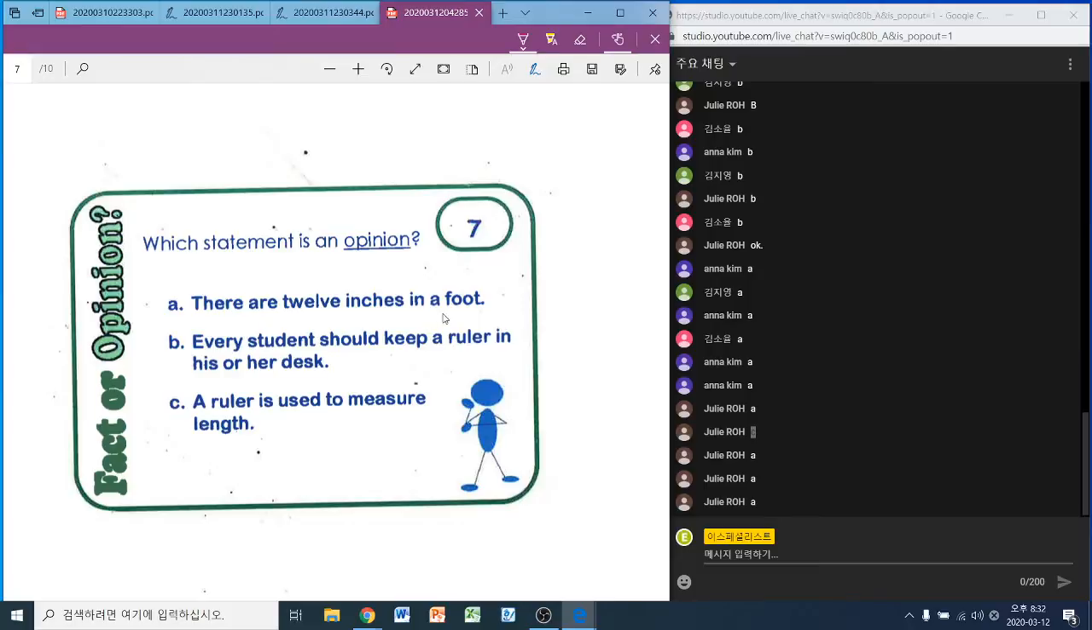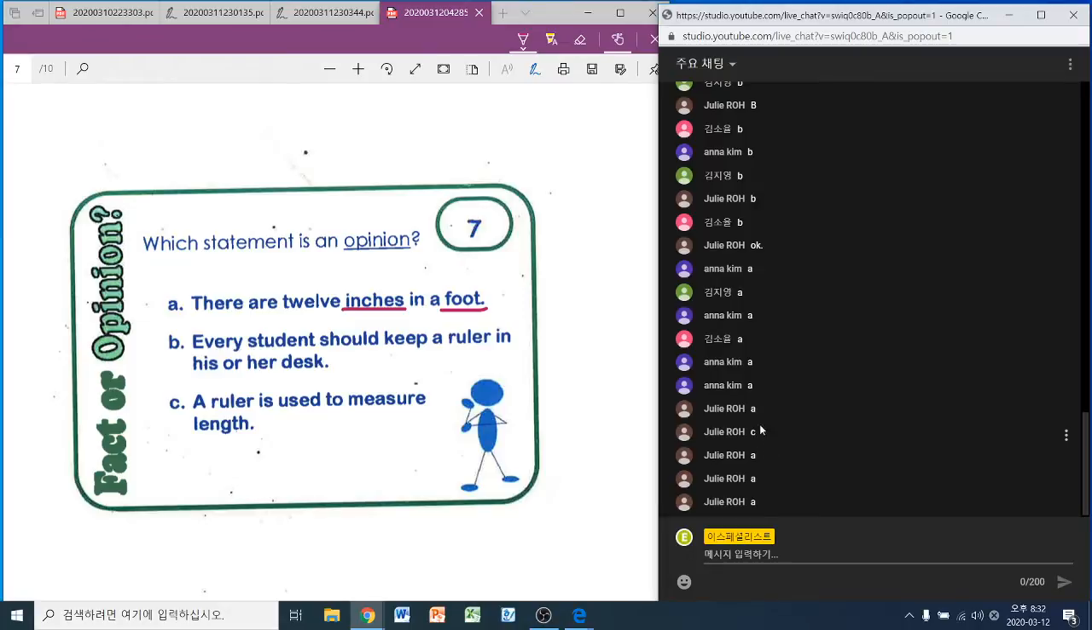You guys know about feet, right? Feet, we use them in America. Feet and inches to measure distance in America. Okay. All right. Think of your answer, choose your answer, and send it in 3, 2, 1. Send your answers.